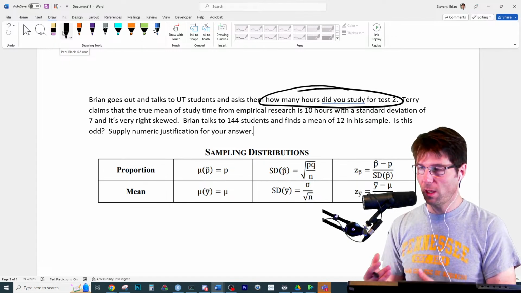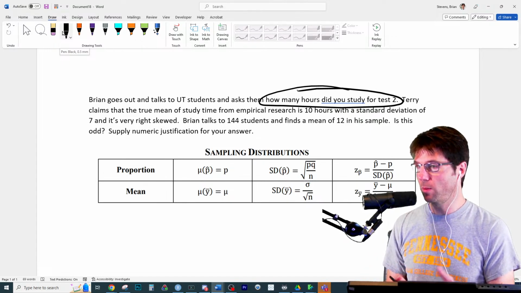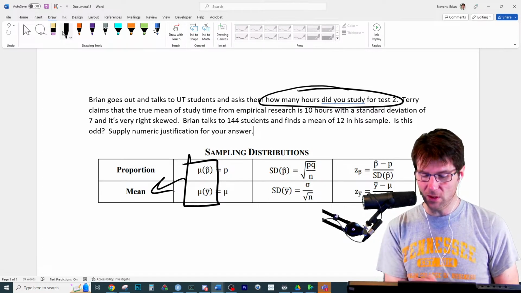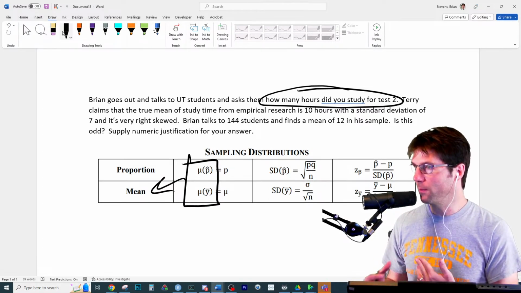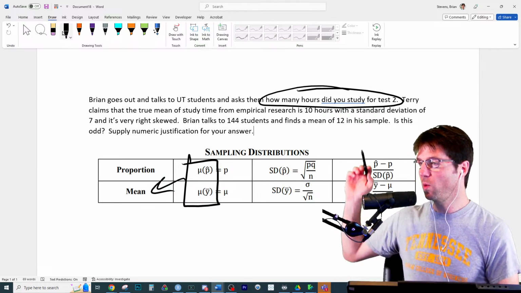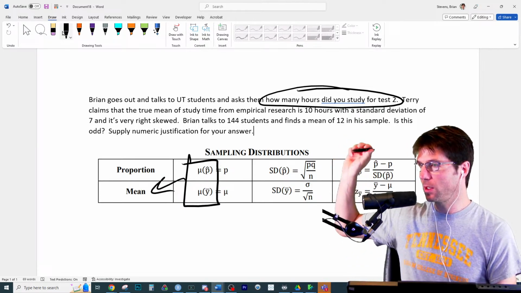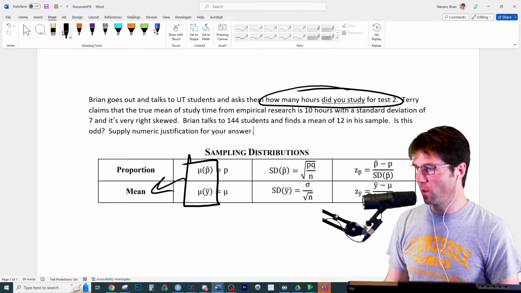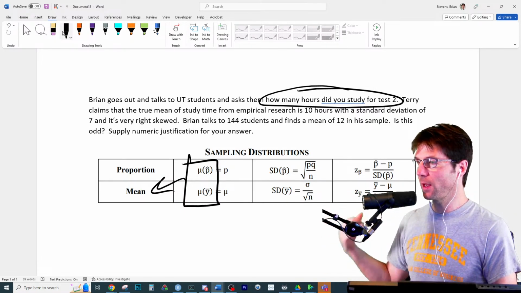The last question could have talked about the mean of the distribution, because both of these can use the word mean. So we better be careful. If it says the word mean, that might not mean we're talking about the mean. But the question was, how many hours did you study? That was the question that was asked of students. So how would you answer that?